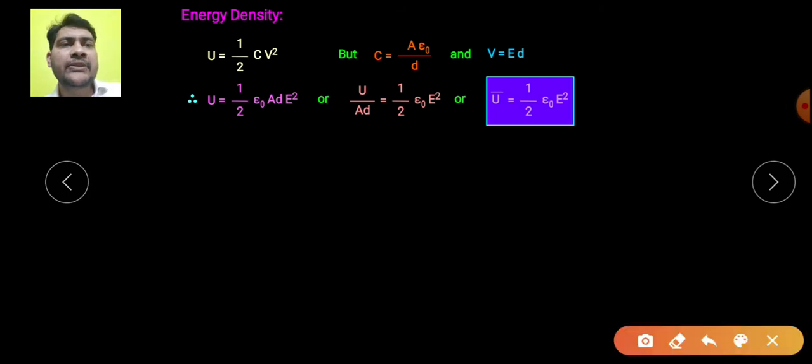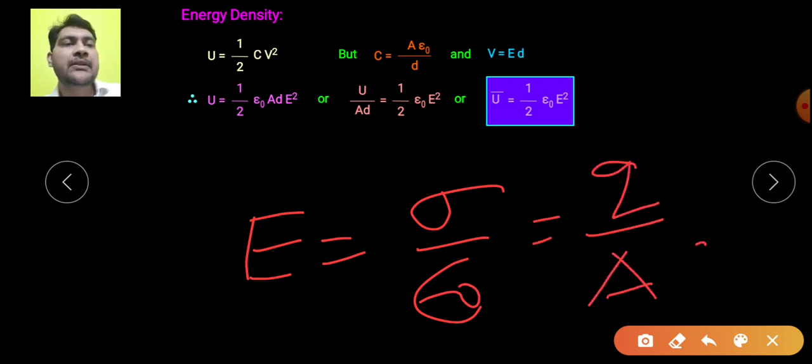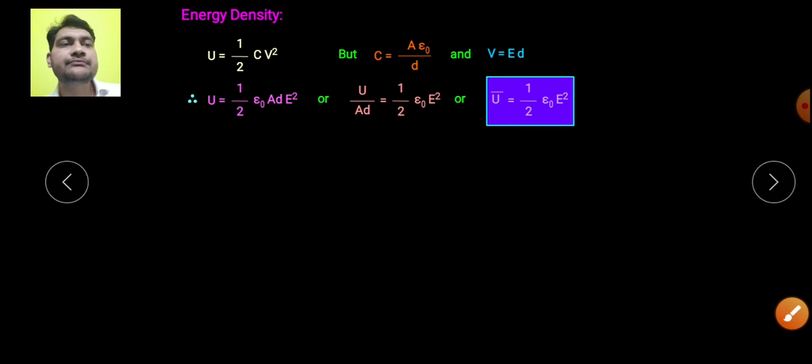And you know that electric field intensity between the plates is given by sigma upon epsilon naught, and sigma is equal to Q upon area A. Therefore, energy density is directly proportional to the square of the charge stored on the capacitor. More important relations can also be obtained from this expression.